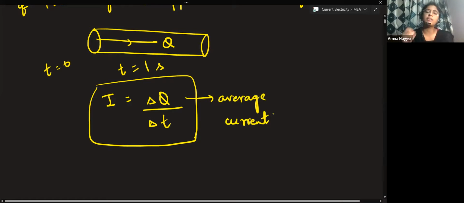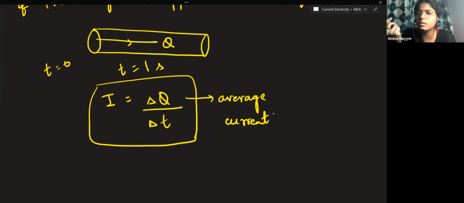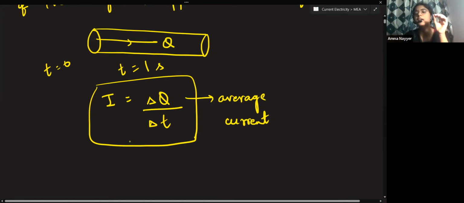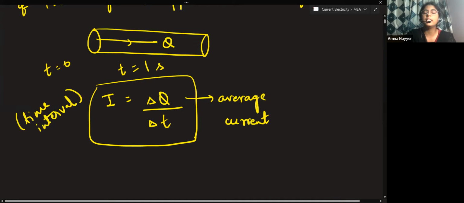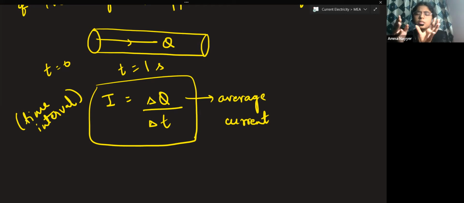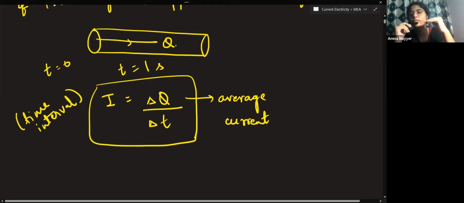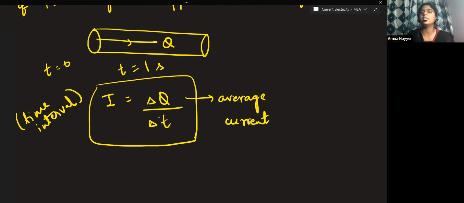Average current means, for example, if I'm asking you to calculate the current between two time intervals, let's say between t is equal to 3 seconds and t is equal to 4 seconds, tell me the current. Whenever a time interval is given, you have to use this formula, delta Q divided by delta t. Do you understand the term interval? Interval means when you have two times given and you have to calculate the physical quantity within this time span. So current is the rate of flow of charge. The formula will simply be I is equal to Q by t.